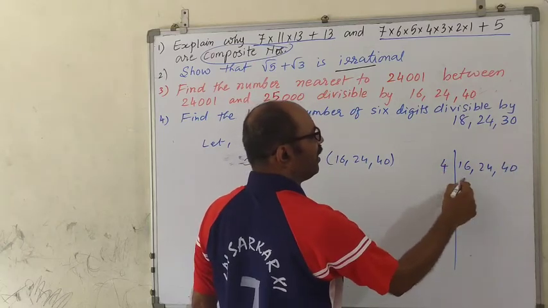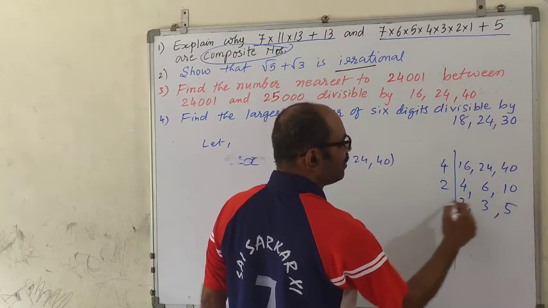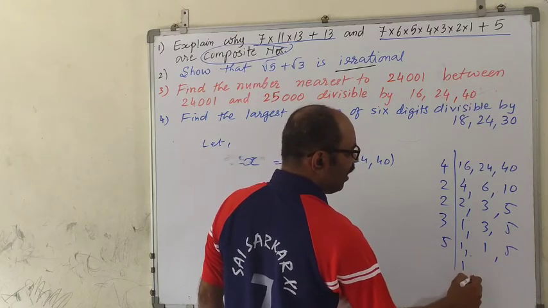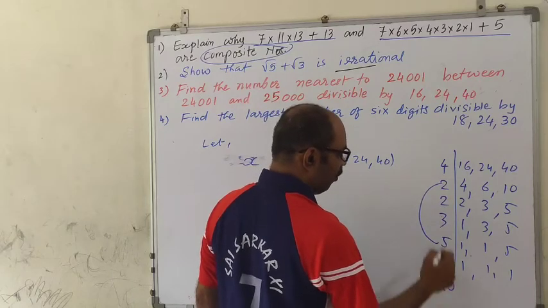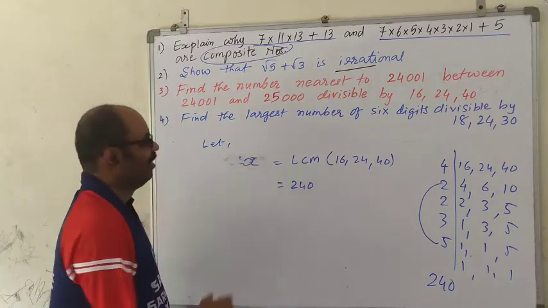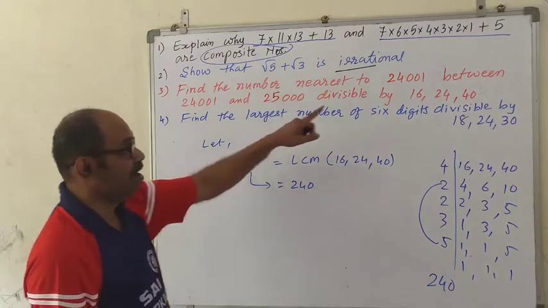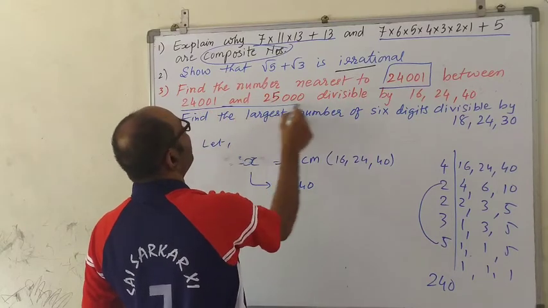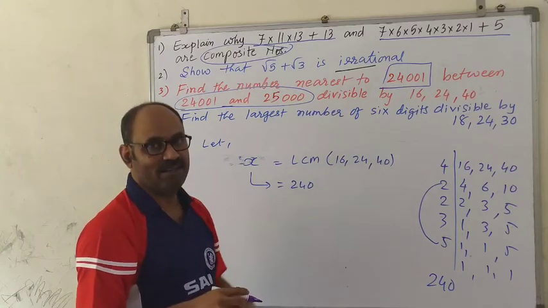All are divisible by 4, so I did it directly. 4 4s are 16, 4 6s are 24, 4 10s are 40. Now 2 2s are 4, 2 3s are 6, 2 5s are 10. 2 1s are 2, 3 as it is. 3 1s are 3, 5 as it is. 5 1s are 5. So now you got 4 times 2 is 8, 8 times 3 is 24, 24 times 10 is 240. Which is that number? 240. That is the LCM. But we want a number close to this, between these two numbers, which is divisible by 16, 24 and 40.